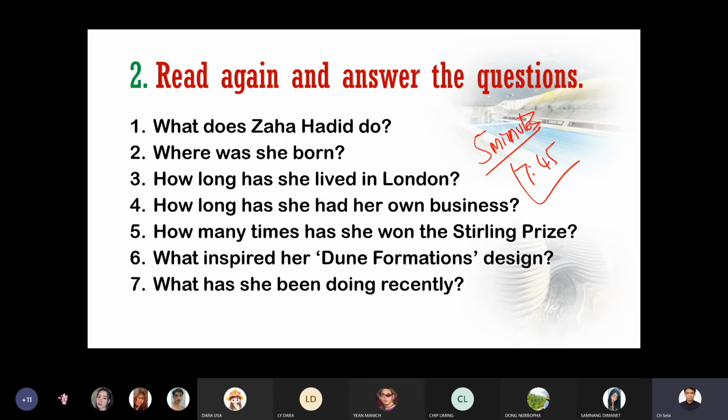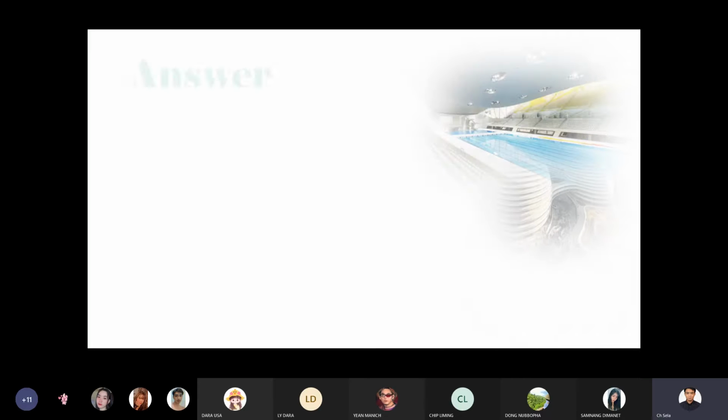Again, if you don't have a textbook, you can go to your Telegram group. I already sent you all the pages that we are studying right now, or you can check it on Microsoft Teams. I also uploaded it on Microsoft Teams, in case you don't have a textbook. All right, now we go to the answers together.